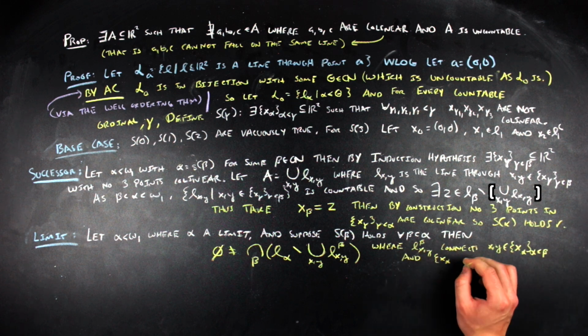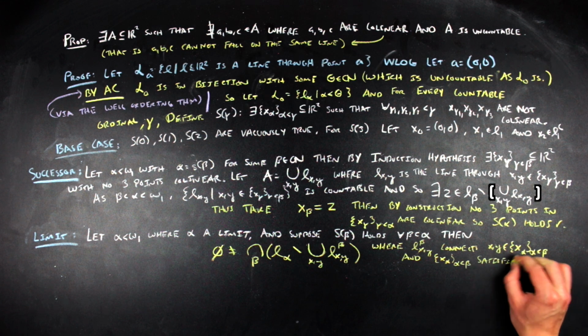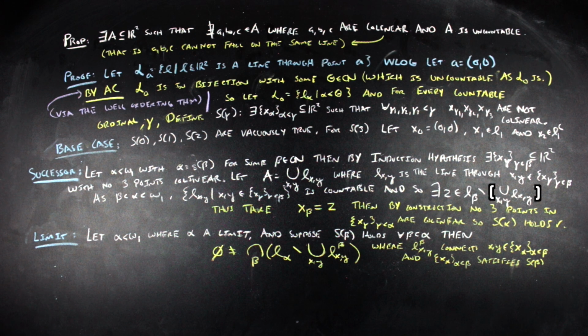That's kind of a mouthful. So let me just explain the notation again. L_X,Y,beta is going to be the line connecting X and Y, which is within the set of points guaranteed by the S beta statement.